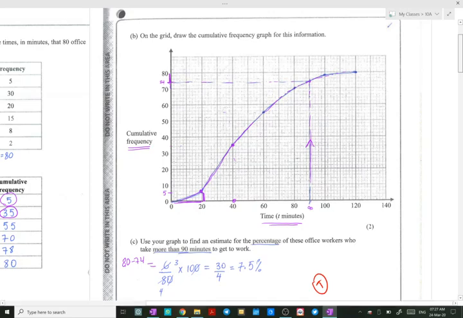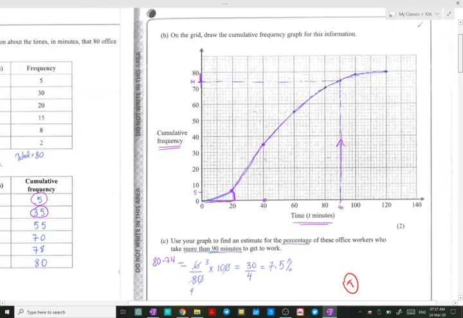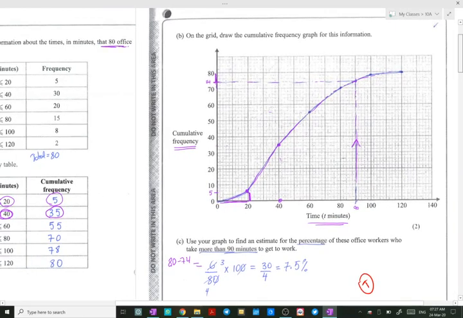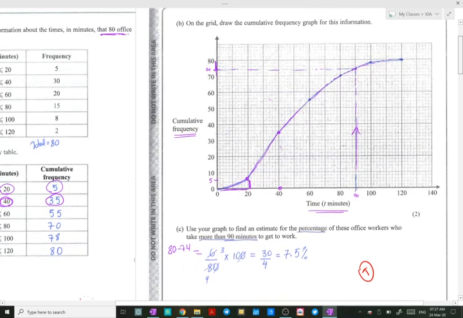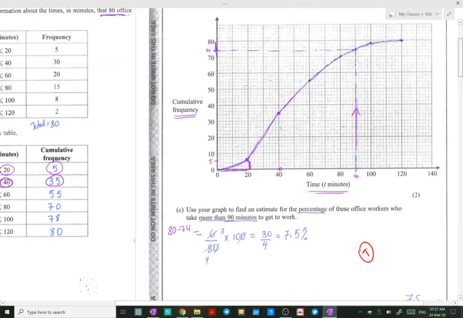In order to find their percentage, you divide by the total number of workers, which is 80, and multiply by 100 to get the percent. Using your calculator, because this is a 2H paper, you can find that the percentage is 7.5%.